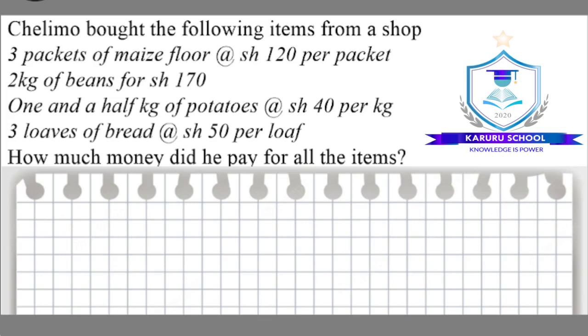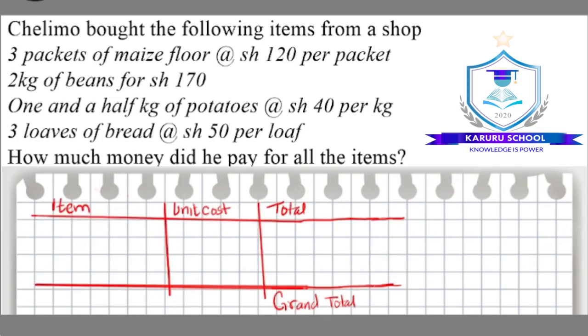Now, to solve this question, we need to create a table listing down all the items that he bought and what was the amount that he spent on each of the items. And then after that, we will do the calculation of adding all the expenses, and this will give us the amount that he paid for all the items. So to make our work easier, we will need to have a table as follows.